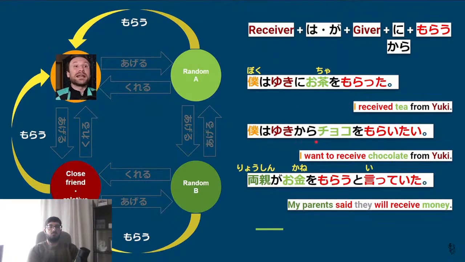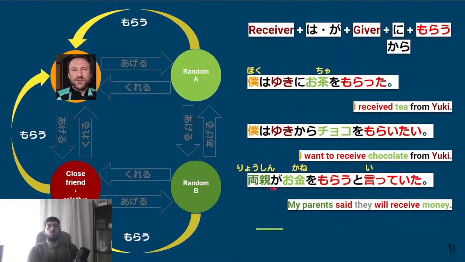Boku wa Yuki kara choko o moraitai. I want to receive chocolate from Yuki. Boku wa Yuki kara choko o moraitai. Chocolate is often shortened to choko. I want to receive chocolate from Yuki.